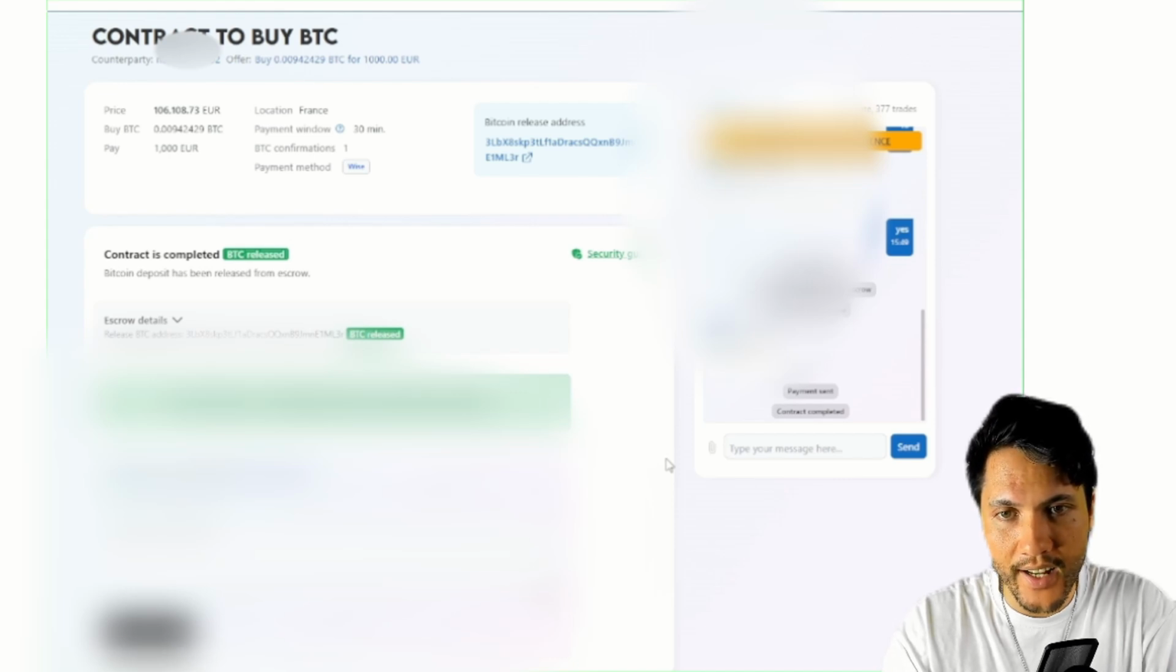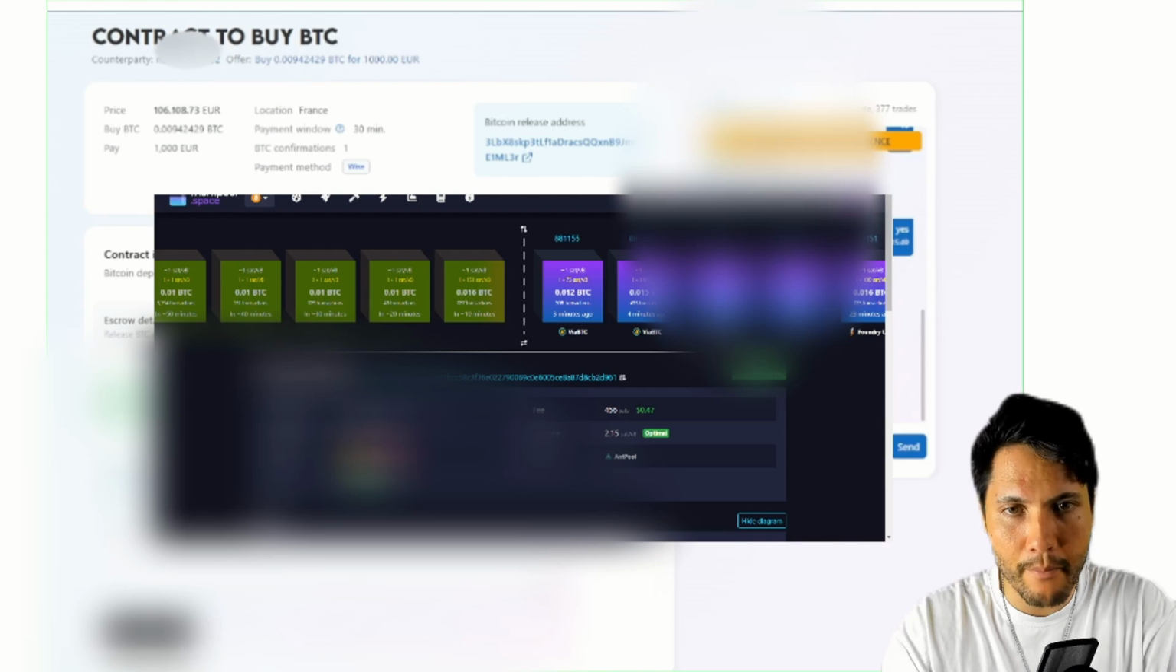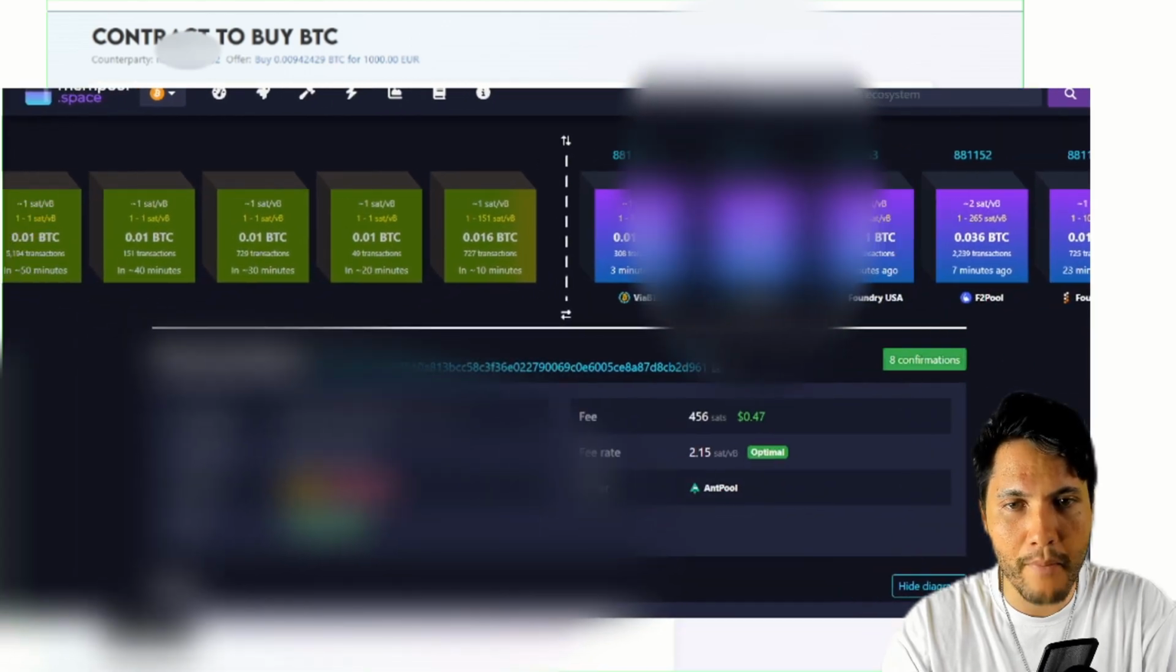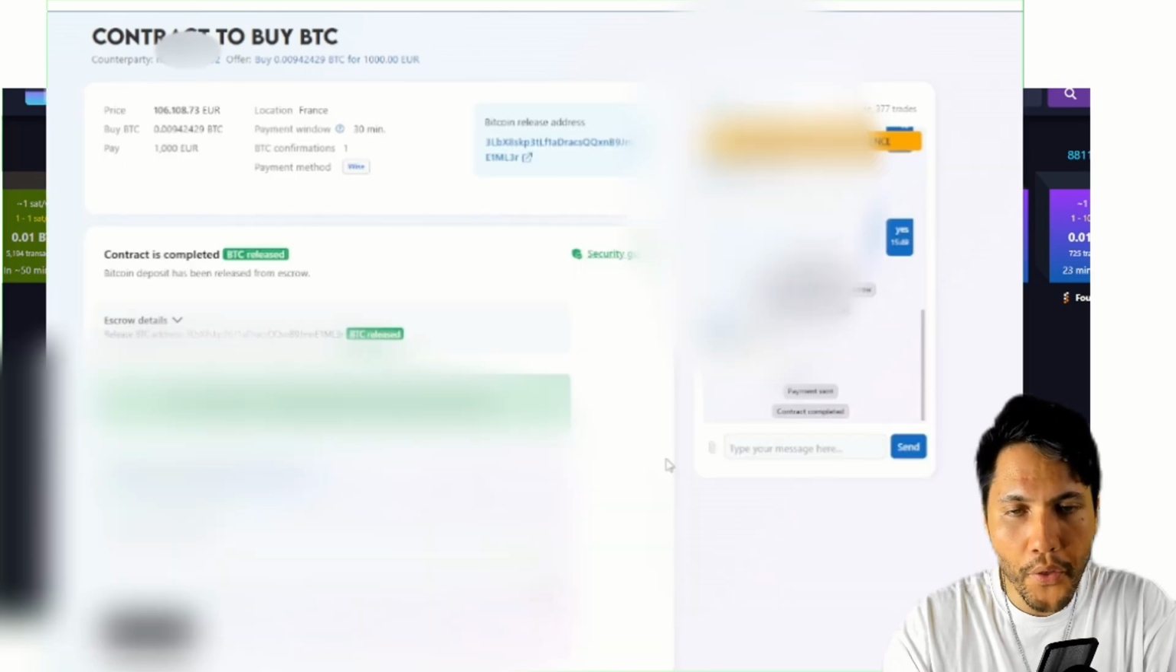As you can see here, it says BTC released to my Bitcoin address, and I can then show you that the funds have arrived using mempool.space. So you can see here that it's come, and if you want to check out the progress of any Bitcoin transaction, make sure to use mempool.space. It's a really useful tool. So guys, that's really all there is to it.